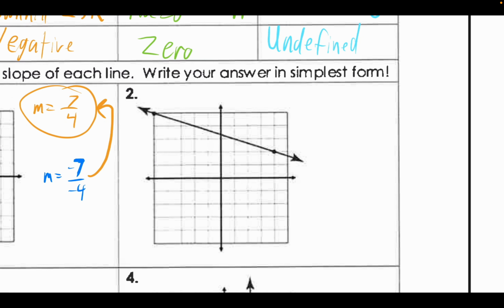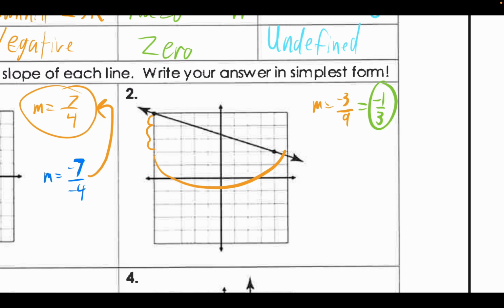So on number 2, and as we go through these, I'd encourage you to pause the video, work on these ahead, and then continue the video and see how you did. On number 2 here, we went down 3, so the rise is negative 3, and then as we go over from here to here, that ends up being 9 across, and so that's negative 3 over 9, which does reduce to negative 1/3 for the answer.